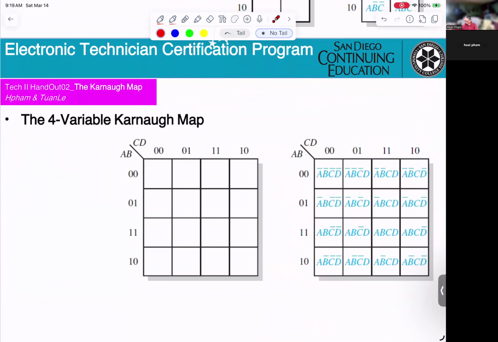And this is a 4 variable, 2 power 4, 16. So that's why you can get a total of 16 cells. And each cell you can identify. This cell, not A, not B, not C, not D. If you are on this cell, the product will be not A, B, C, not D. Okay?